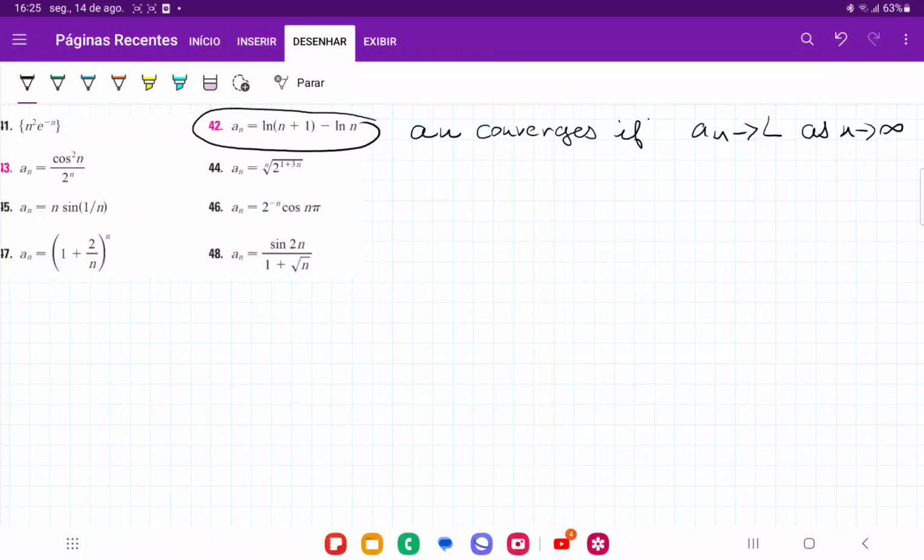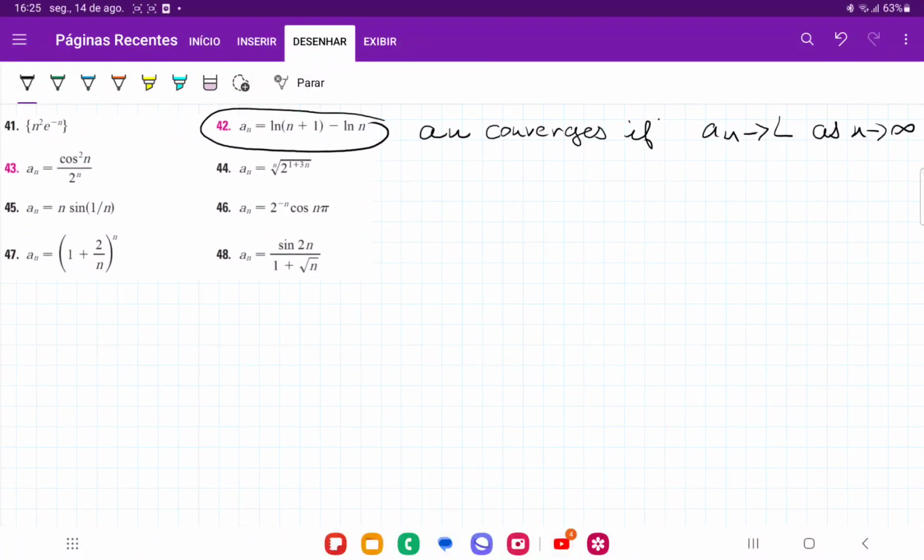So for number 42, we want to see if this sequence here converges. Now a sequence a_n converges if it tends to a specific limit, that is a defined number, as n approaches infinity. So let's take this limit as n approaches infinity and see if it spits out a defined number. So we're going to take the limit as n approaches infinity of ln(n + 1) minus ln(n).